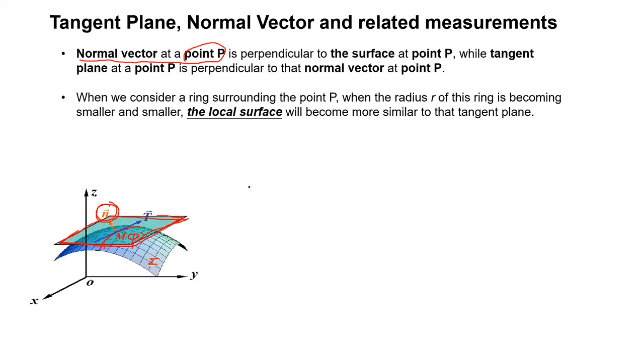So naturally we can ask the question: how can we calculate this N vector? It is simple because we know in a plane, if we want to calculate a normal vector, we can just get two vectors in this plane and use the cross product. For example, vectors A, B, we just use the cross product and the right hand rule, we can get the normal vector's direction.